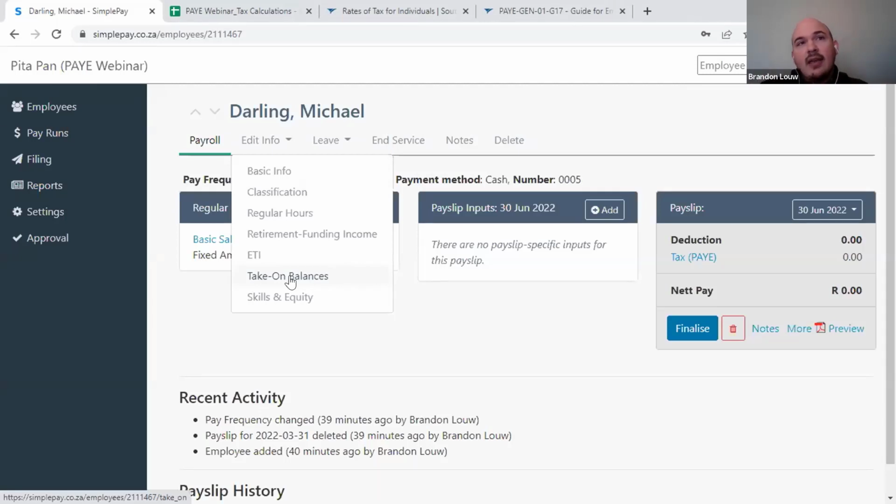So in other words, they've got a pay frequency that starts in the middle of the tax year, but they were employed either at the beginning of the tax year or prior to the tax year starting. You can also do this in bulk.